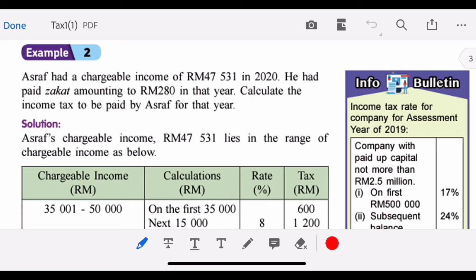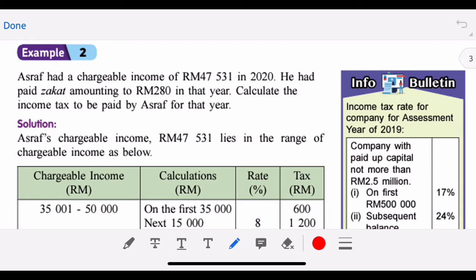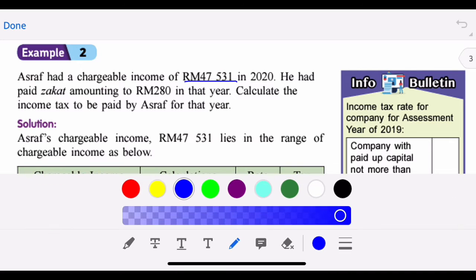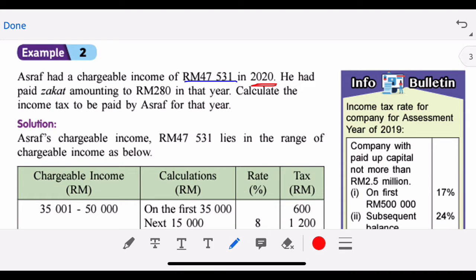Ashraf had a chargeable income. So let's see, the amount of the income is 47,531. In the year 2020, he had paid zakat amounting to ringgit Malaysia 280 in that year. Calculate the income tax to be paid by Ashraf for that year.